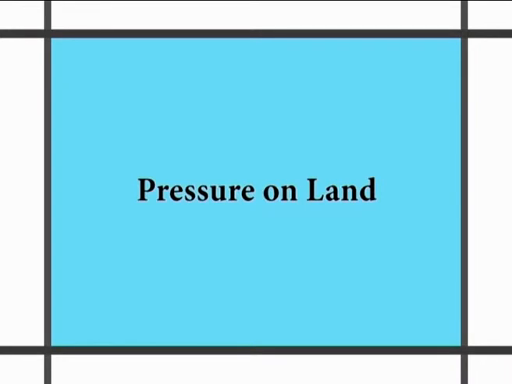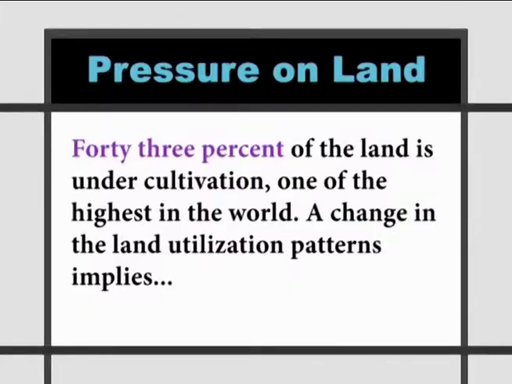Pressure on land. India faces the most acute pressure on agricultural land. Today, every million hectares of land supports 70% people. 43% of the land is under cultivation, one of the highest in the world.